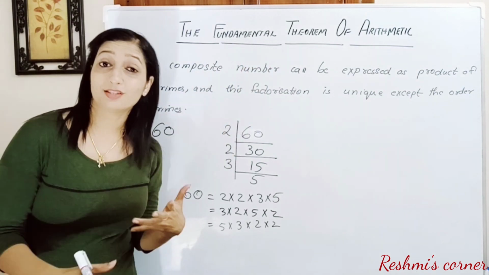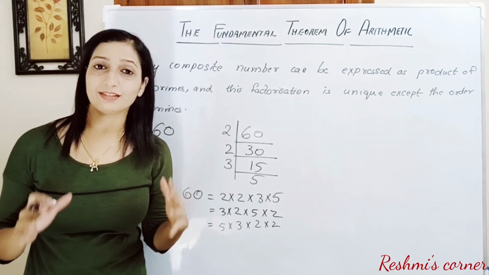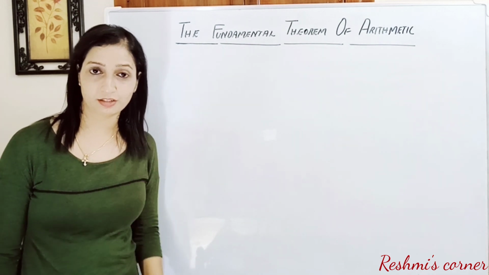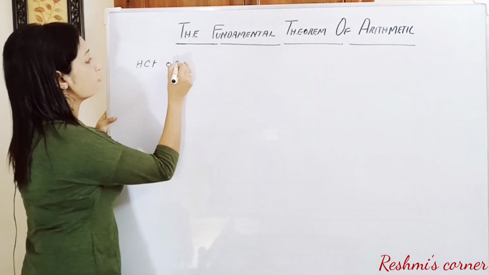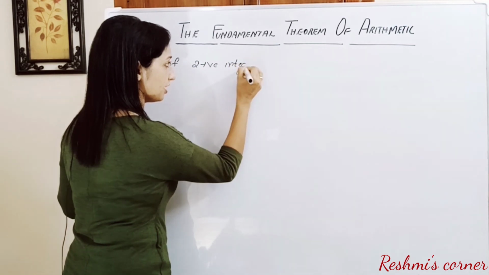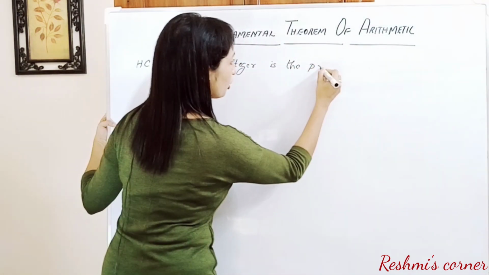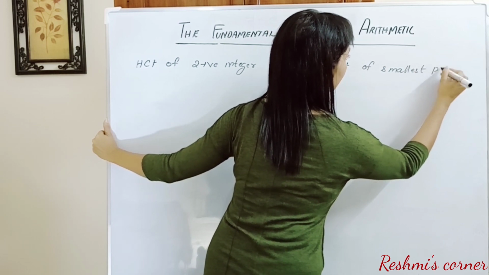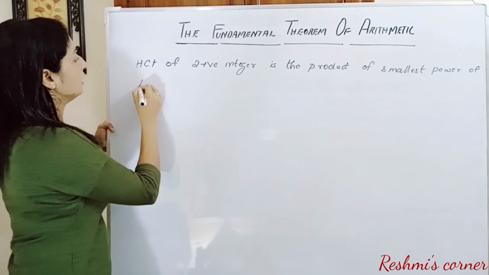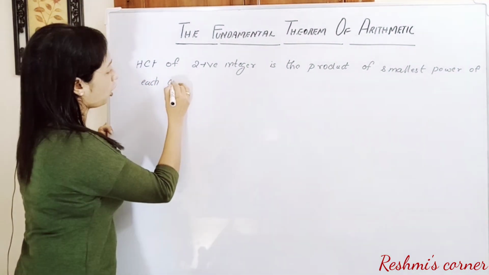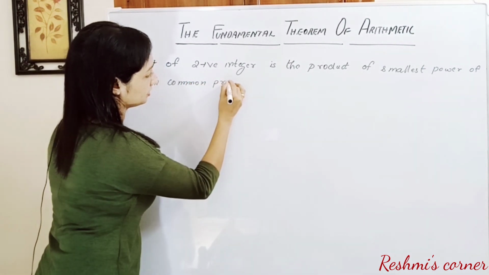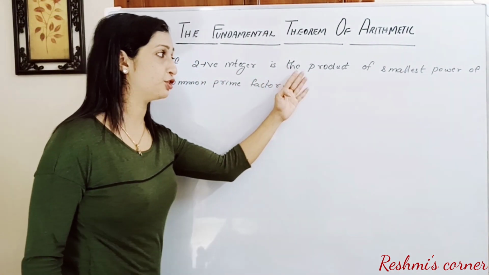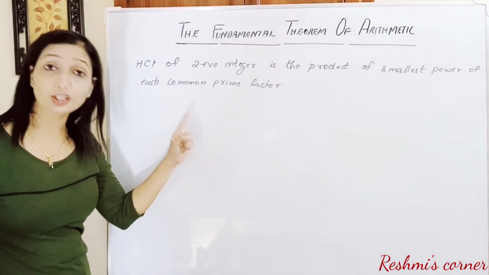Now let's move on to HCF and LCM. What is the difference between HCF and LCM and how do we find them? So now what is HCF? HCF means the highest common factor. Now how do we define that? HCF of two positive integers is defined as the product of the smallest power of each common prime factor. So HCF of two positive integers is the product of the smallest power of each common prime factor.